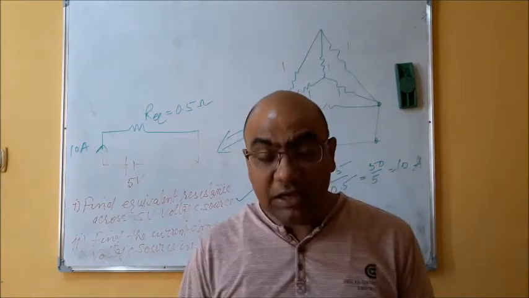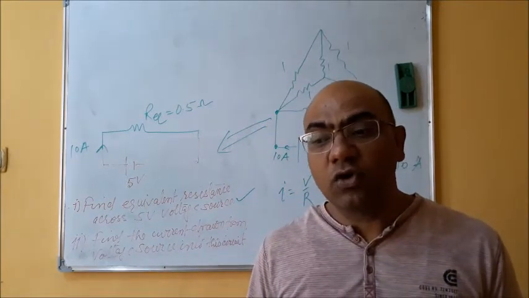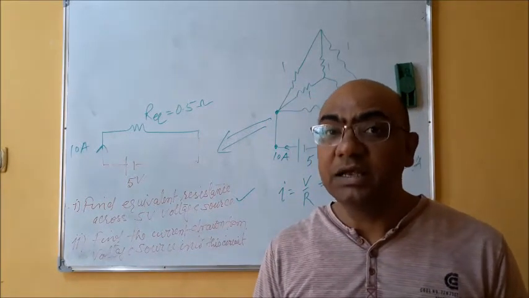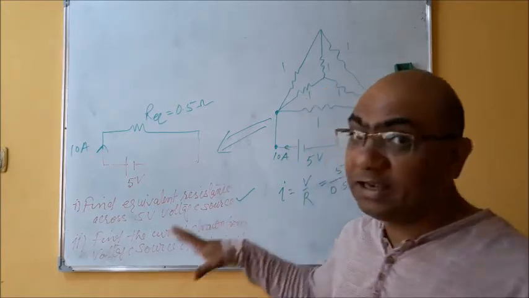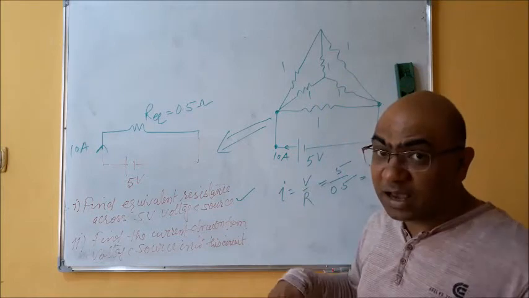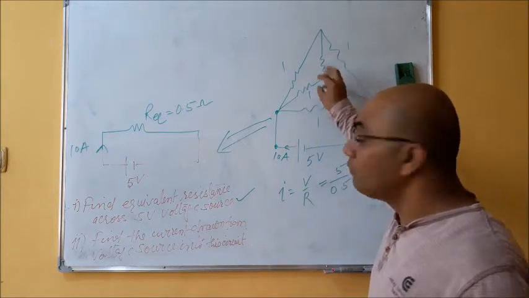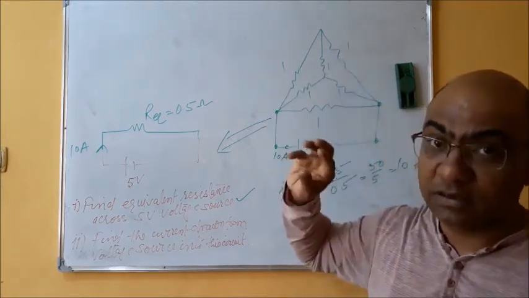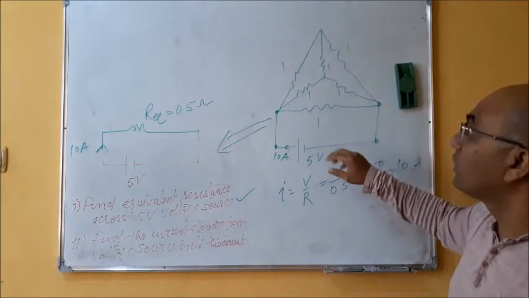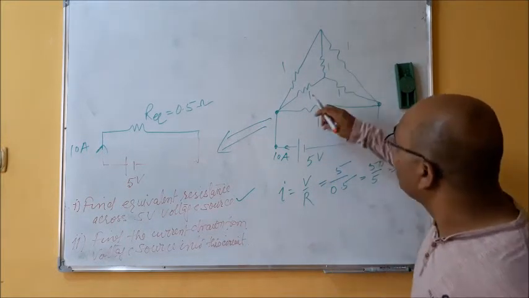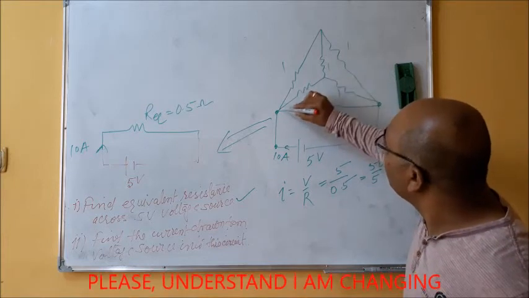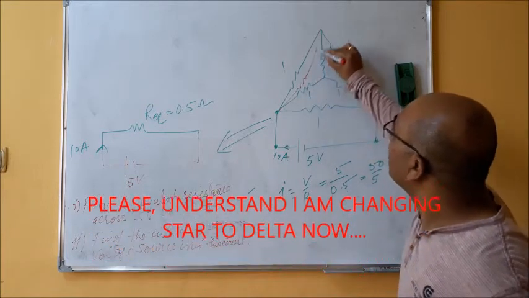And hence in this way we can solve any circuit easily with the help of star delta conversion. If we have delta, we can convert it into star. If we have star, we can also convert it into delta. If you want to see, for this delta, what can I do? I can make a star like this.